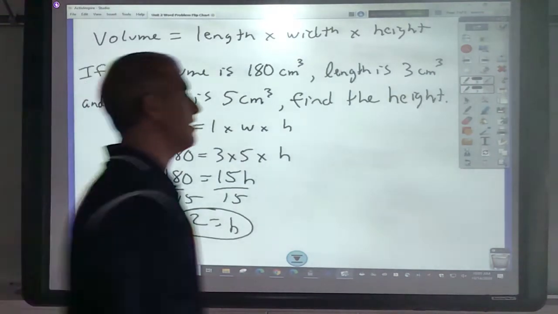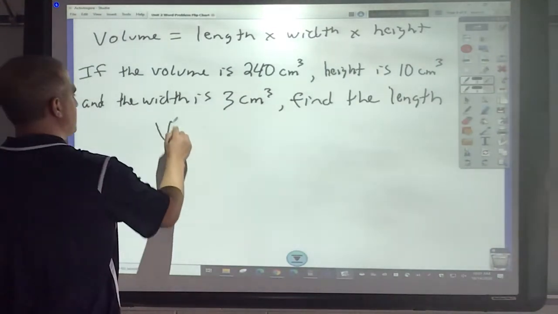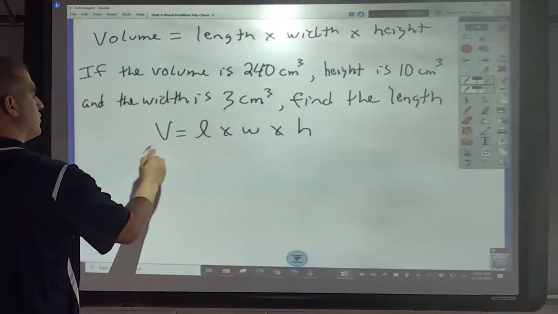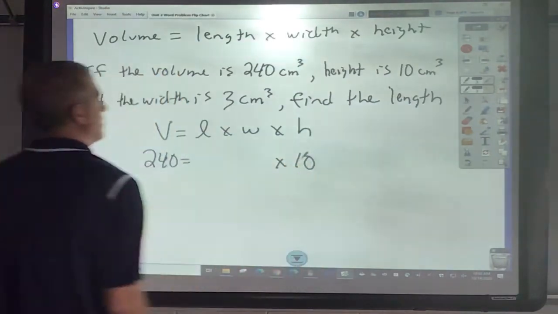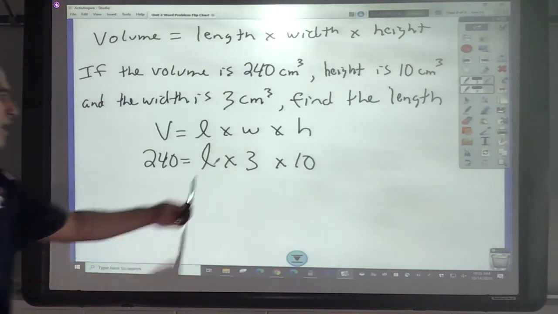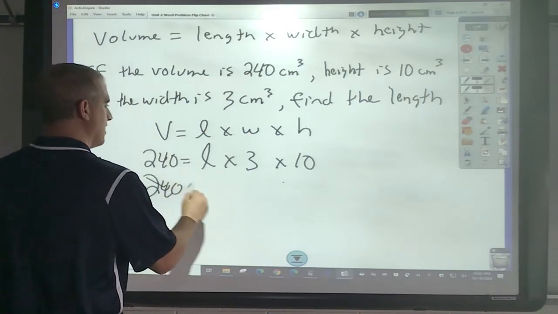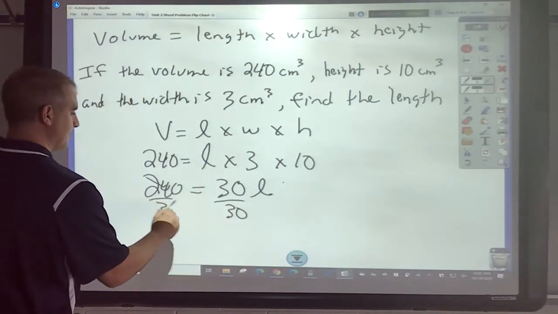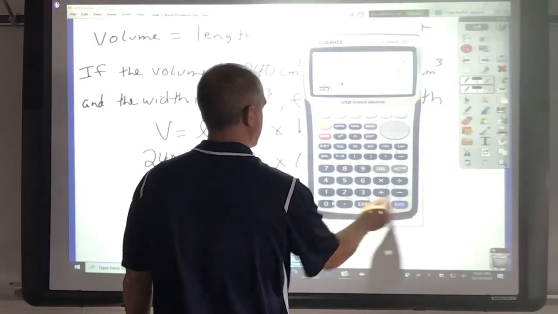Okay, let's do another one together. Same idea. Volume equals length times width times height, so volume equals L times W times H. The volume is 240. I'm going to read the words carefully. The height is 10, the width is 3, and I don't know the length. So I multiply the two numbers over here. 3 times 10 would be 30. So I've got 240 equals 30, and I just put the L next to it. Then I get rid of that by dividing. 240 divided by 30 is 8.